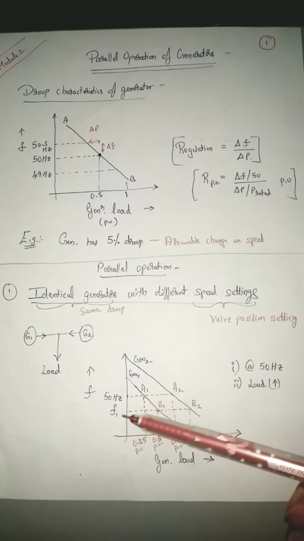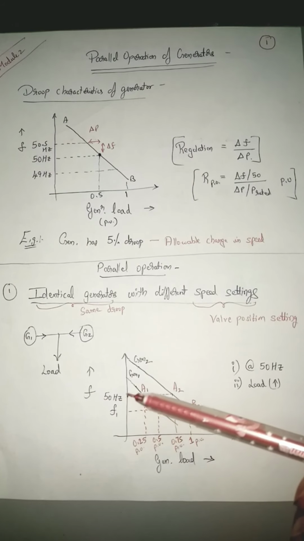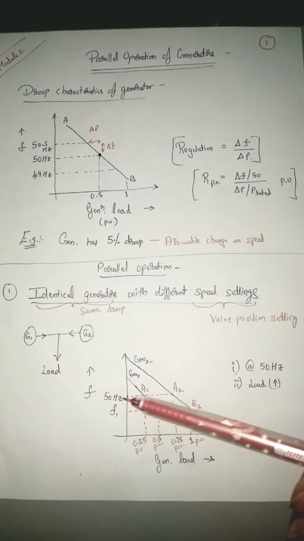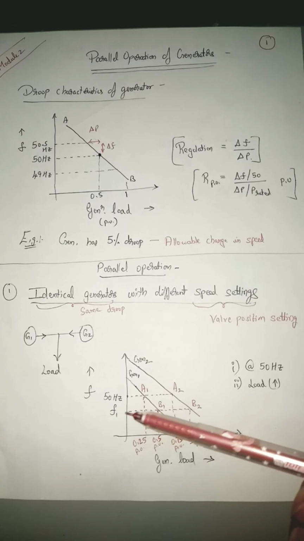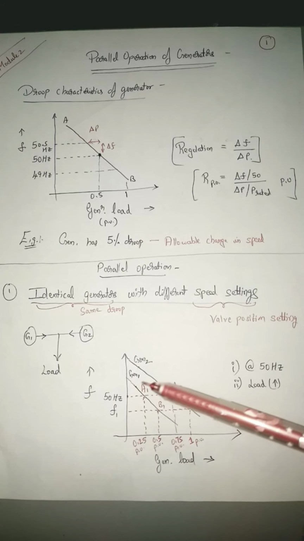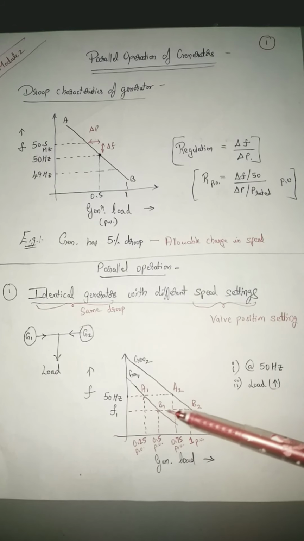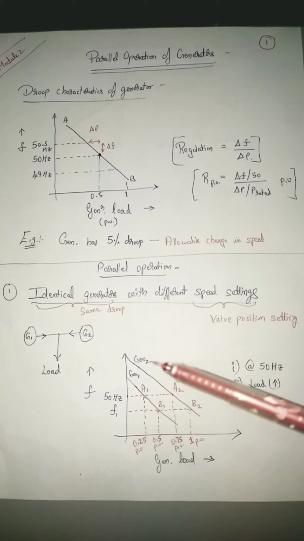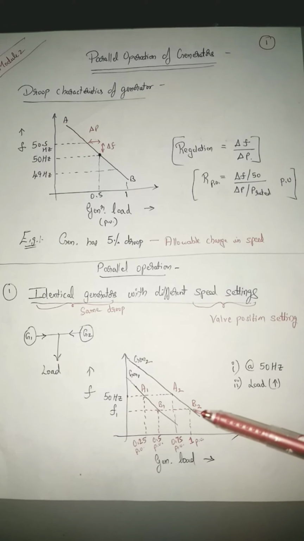We are not typically discussing the value here. We are not talking about the ratings. The frequency reduces from 50 to a new value f1. So now the operating point also is going to differ. As you can see, generator 1 now will be operating at a new point B1. Generator 2 will be operating at B2.